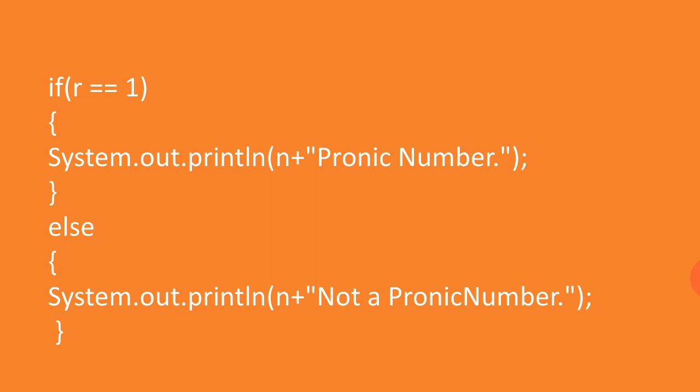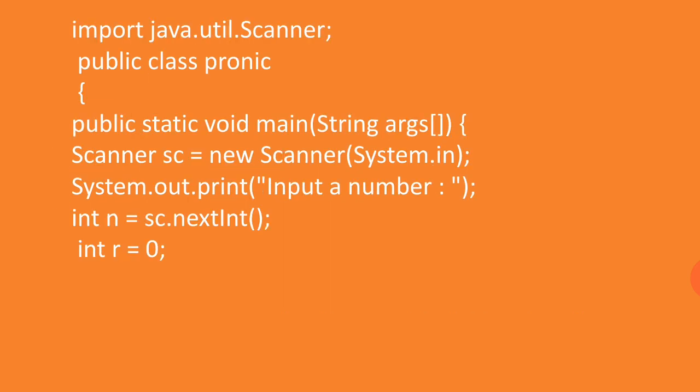It's a very simple program. I hope everybody has understood it well. Now we are coming to the program that is having, as usual, the import statement, then class Pronic is there, then public static void main, then we create the scanner object, then we input the number. The r variable has been initialized with 0, which will store the result, either 1 or 0. If the number is Pronic, it will have 1. If it is 0, that means the number is not Pronic.